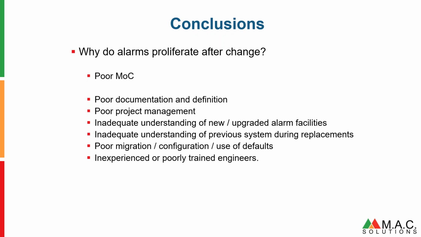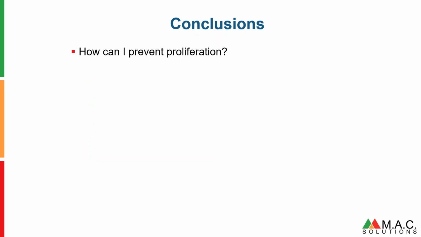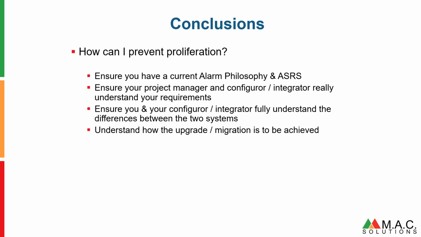So you need to keep an eye. It's your system, your responsibility. So you need to make sure these things are going to be done properly. Okay, so how can I prevent proliferation? How can I prevent things from getting worse during change?